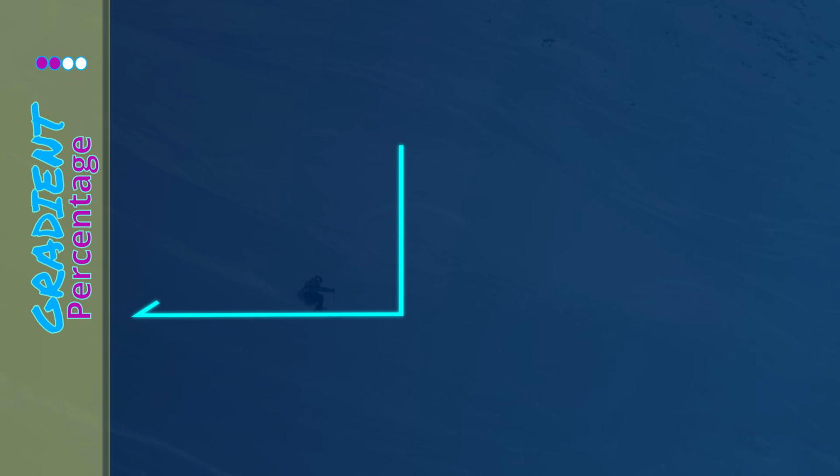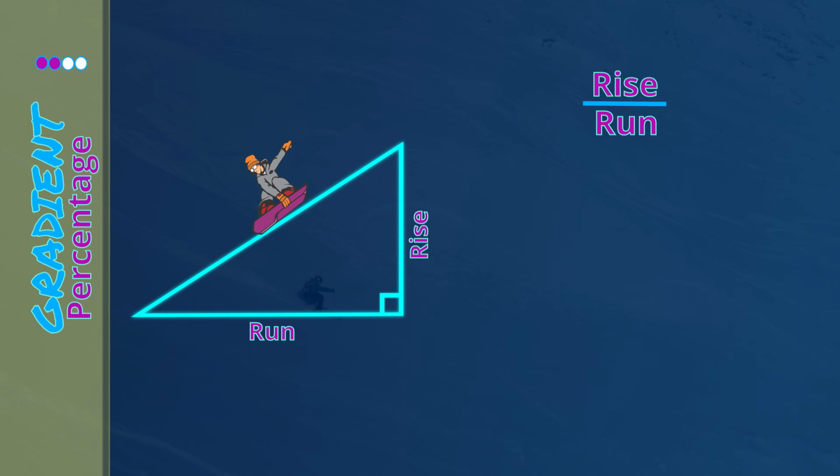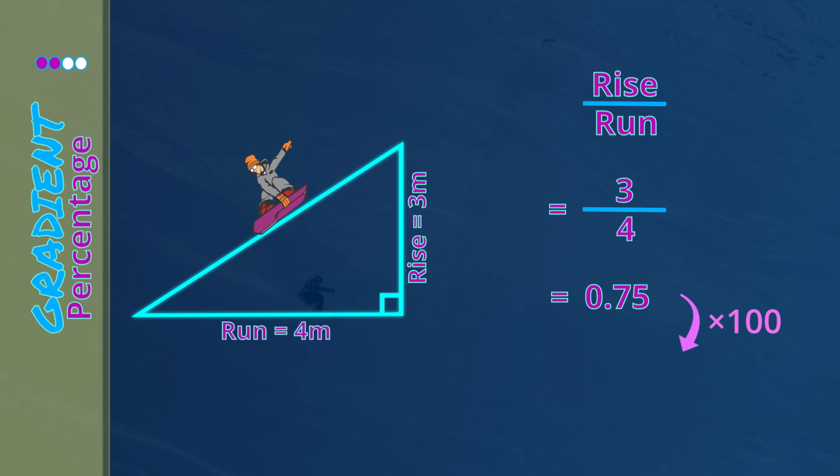Now let's see the second gradient rule. It's really the same rise divided by run rule, but with one more step to change the final gradient to a percentage. Okay, let's go back to the first example. Remember that the gradient is 0.75? To change this to a percentage, you just multiply by 100, so the gradient is 75%.